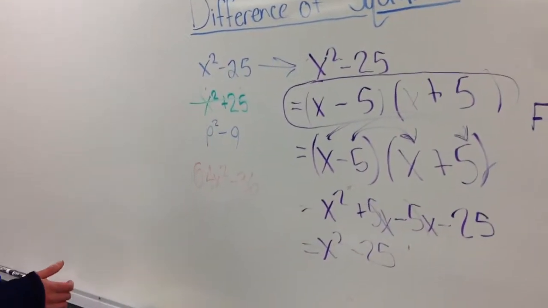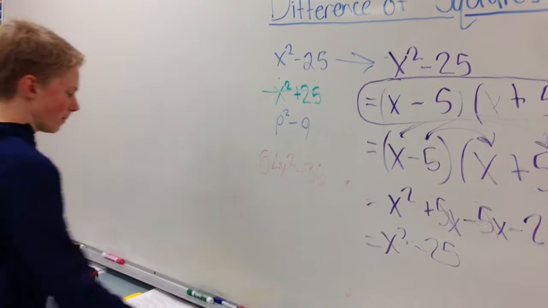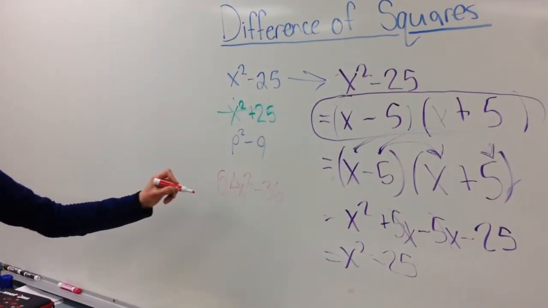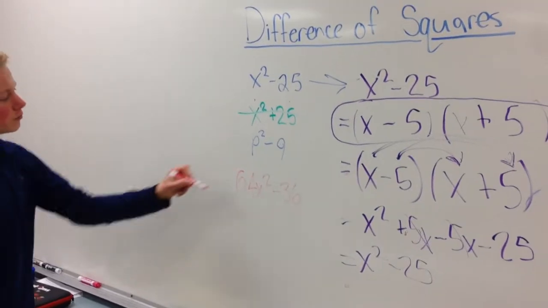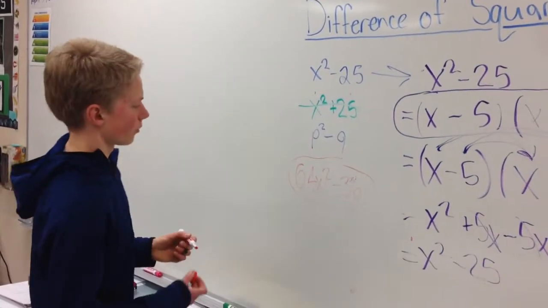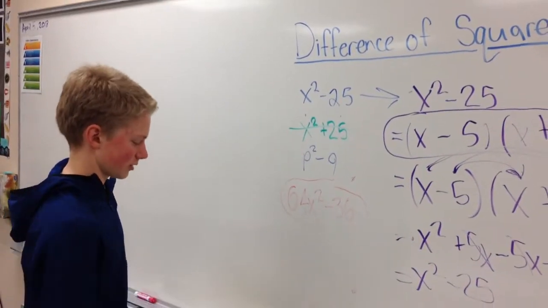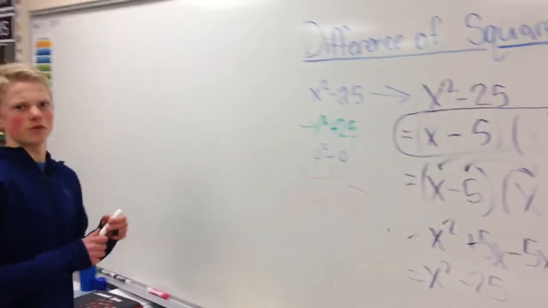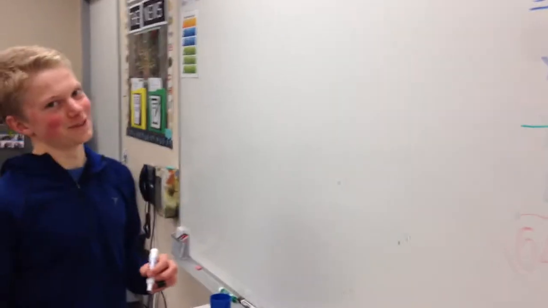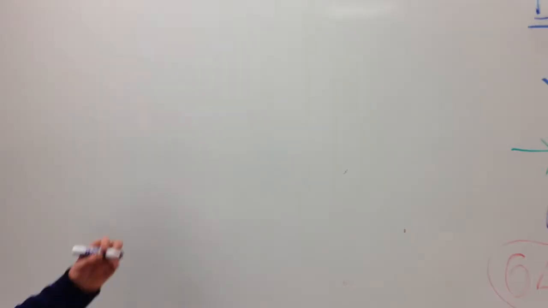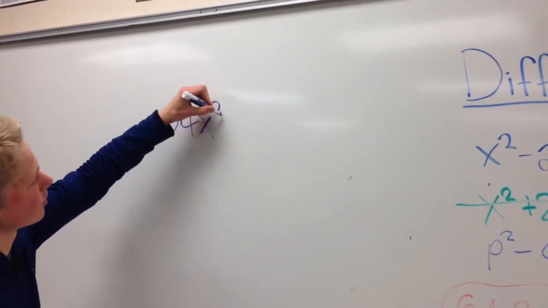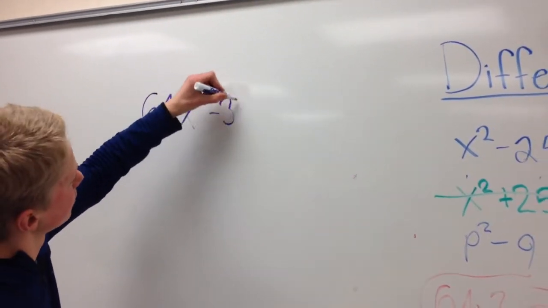Awesome. Can we try a more difficult one now? Sure. Let's move over here, and we'll do 64x squared minus 36. Can we move the camera? No. Okay. 64x squared minus 36.